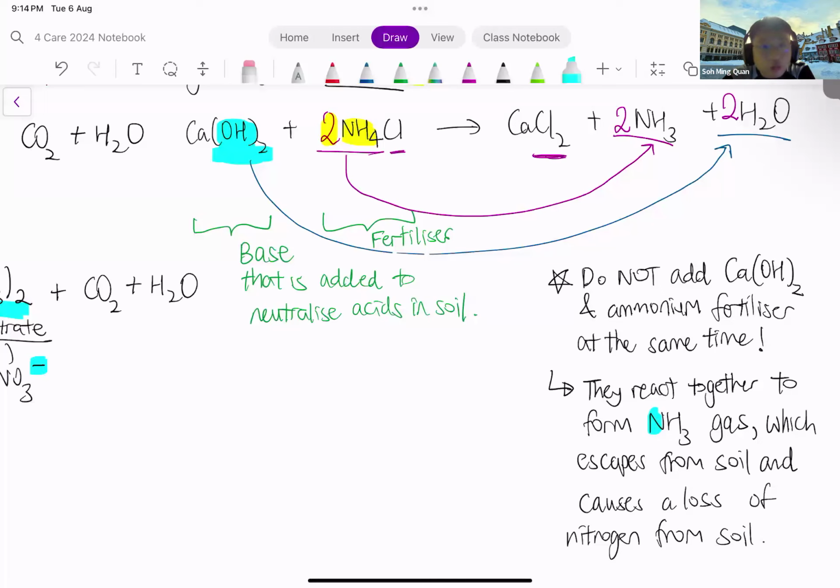Okay, so today we have covered the whole chapter of acids and bases up till neutralizing soil pH. So how do you neutralize acids in soil? We will add calcium hydroxide. However, we do not add calcium hydroxide and the ammonium fertilizers at the same time because of this reason. Okay, so the only part of acids and bases left that we have not covered is actually types of oxides, which we will aim to go through in another lesson. All right, so let me stop the recording here.